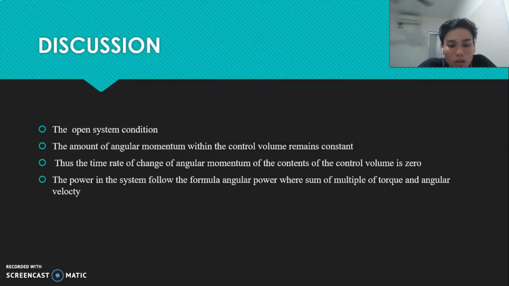So the net torque acting on the control volume during steady flow is equal to the difference between the outgoing and incoming angular momentum flow rates. For the power in the system, follow the formula for angular power, which is the product of torque and angular velocity. So the power generated is directly proportional to the product of the torque and the angular velocity of the system.